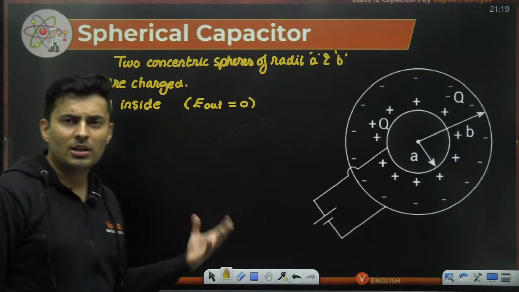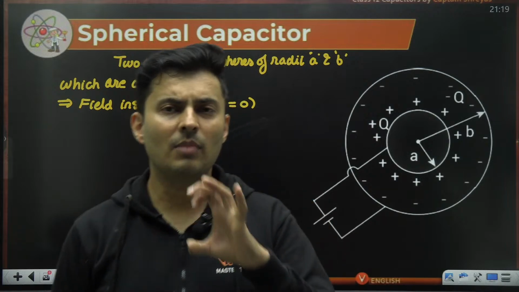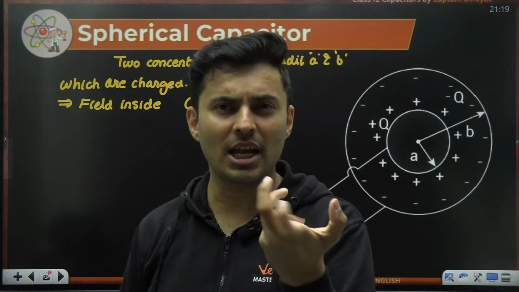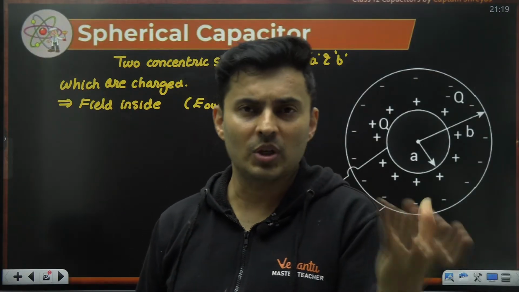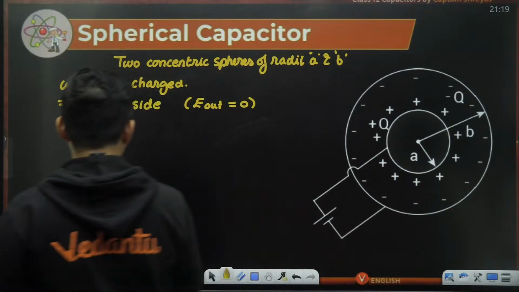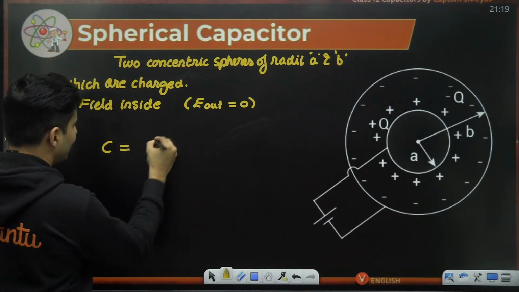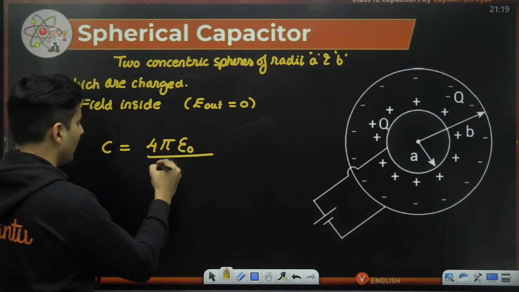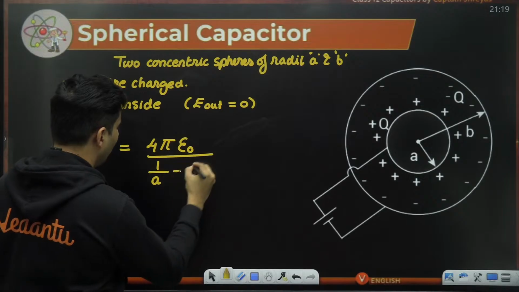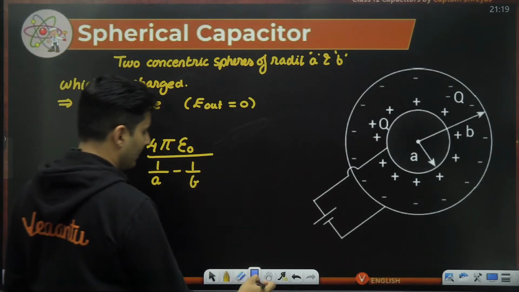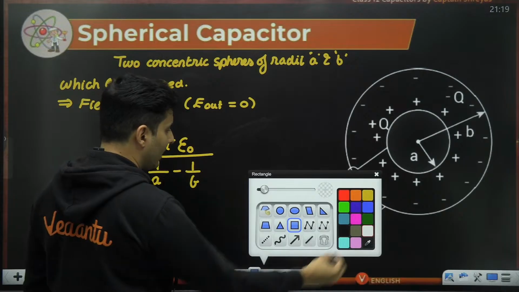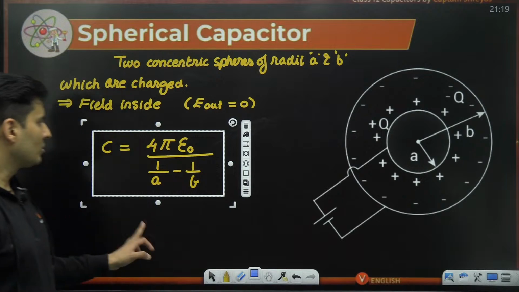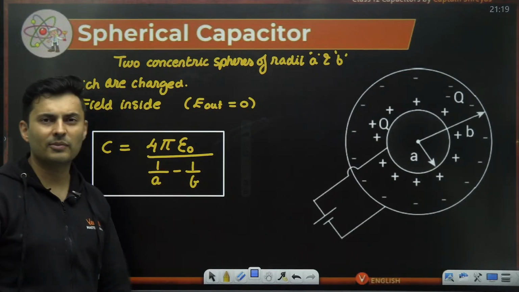Using the same derivation method, you show that charge is proportional to the voltage, and that constant of proportionality basically becomes your capacitance. You get the capacitance value as 4 pi epsilon naught, the whole thing divided by 1 by A minus 1 by B. That's the difference. Here you will get 4 pi epsilon. For parallel plate, it was just epsilon. For cylindrical, it was 2 pi epsilon. So 4 pi epsilon, 1 by A minus 1 by B.